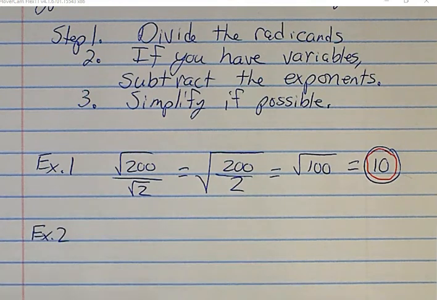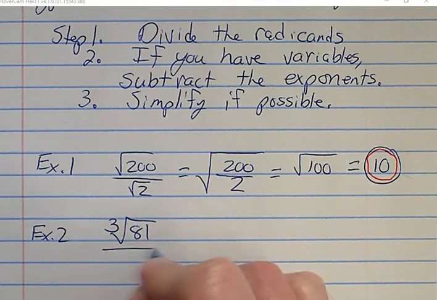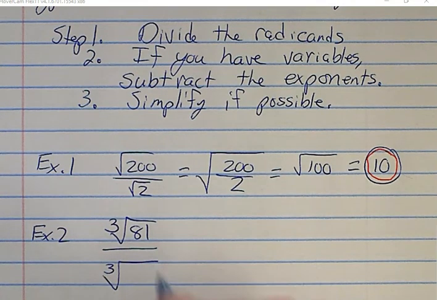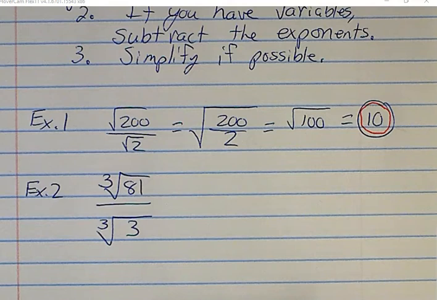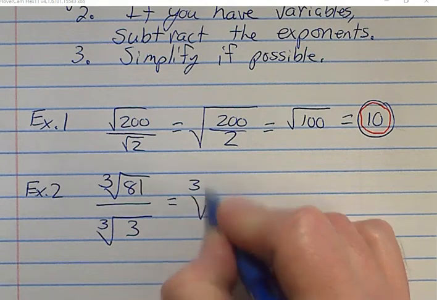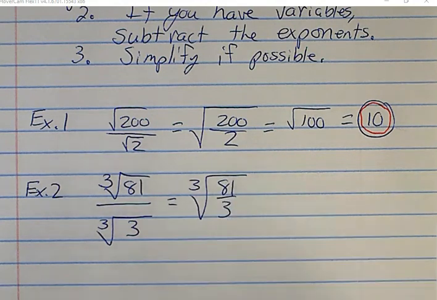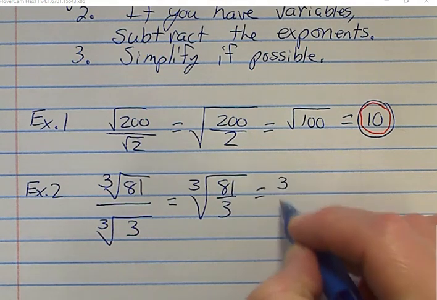Okay, let's give you one with the third root, because sometimes we go third and fourth root. It makes things a little bit more difficult. So we have the third root of 81 over the third root of 3. And when they give it to you as 2 separate fractions, you can really think about it as one fraction. So it's really 81 divided by 3. And if you check that, that is 27.